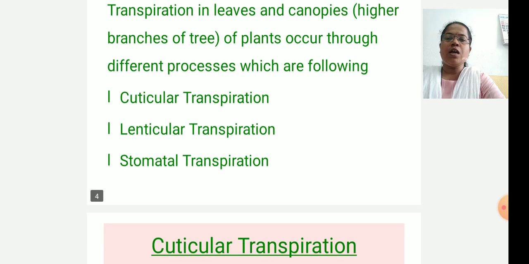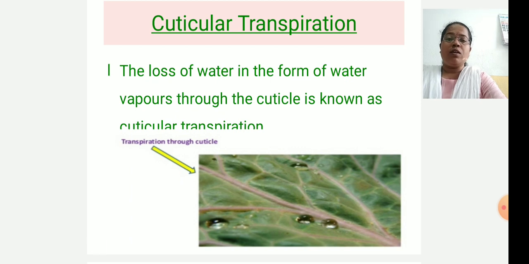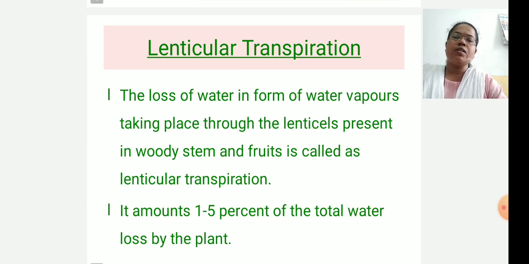So first we will see about cuticular transpiration. So what is cuticle? Cuticle is a waxy coating or wax-like substance which is present on the upper surface of the leaves. The loss of water in the form of water vapors through the cuticle is known as cuticular transpiration. But the rate of cuticular transpiration is very less. It is negligible.